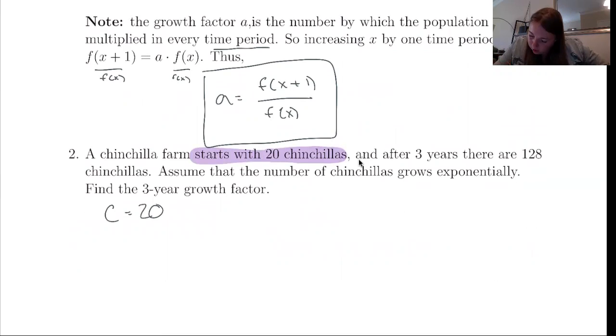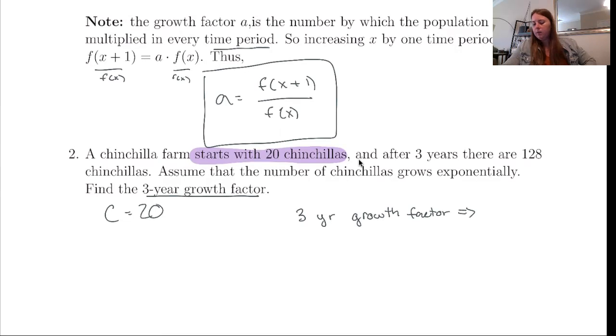After 3 years, there are 128 chinchillas. Assume the number of chinchilla grows exponentially. Find the 3-year growth factor. All right. 3-year growth factor implies what my time period is. The double bar arrow like that usually means the word imply. It's not confusing enough that we have numbers, we have to have random symbols. So 3-year growth factor implies that X is in 3-year periods. So that's our time period, is 3 years.